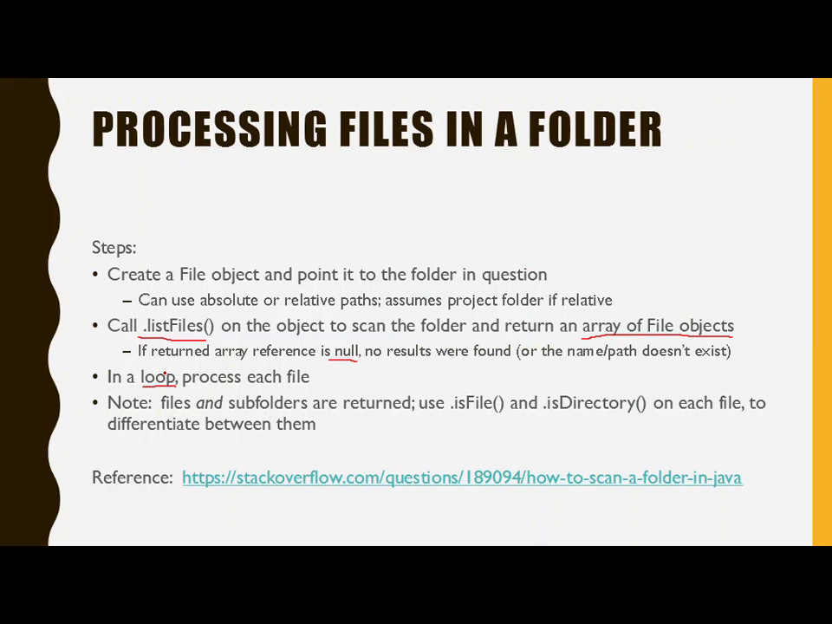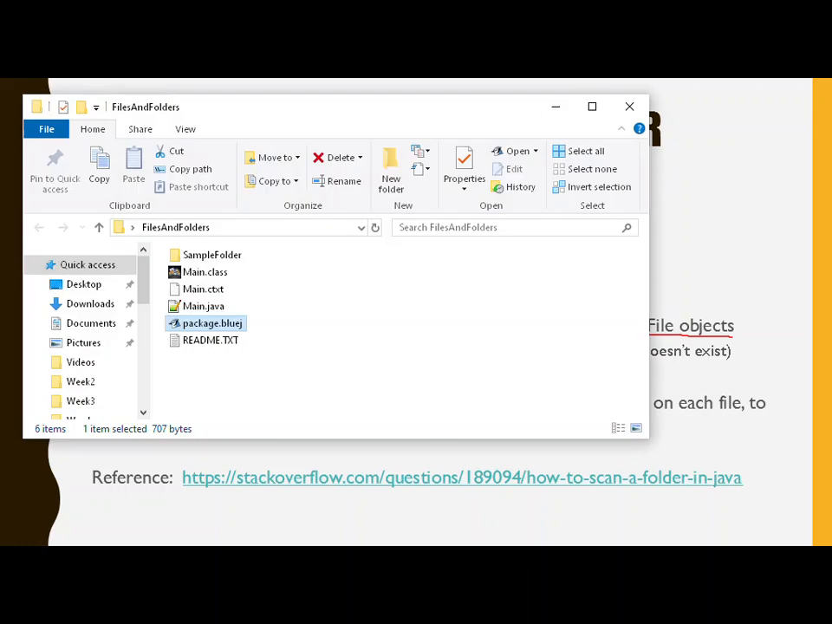And then the other point is that you're going to have a method called isFile, right? And that's going to return true if the thing that you're looking at is a regular file, and isDirectory is going to return true if the thing that you're processing is a folder or a directory. So there's a reference here in case you want to know more about it, but that's really all we have to do to make it go. So let's take a quick peek at some examples.